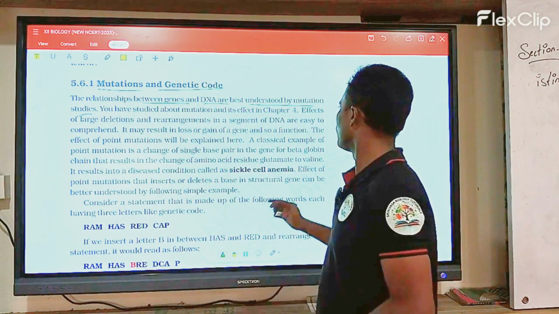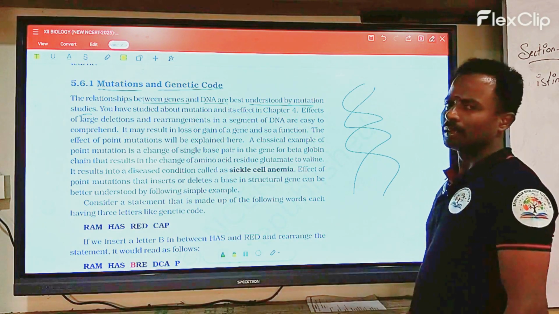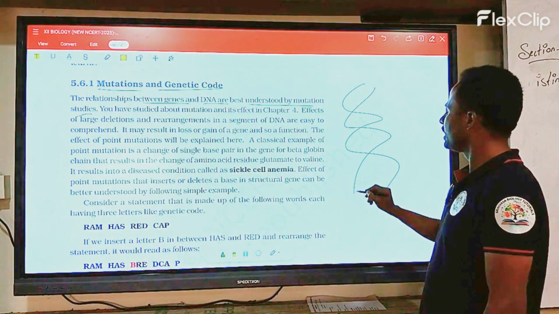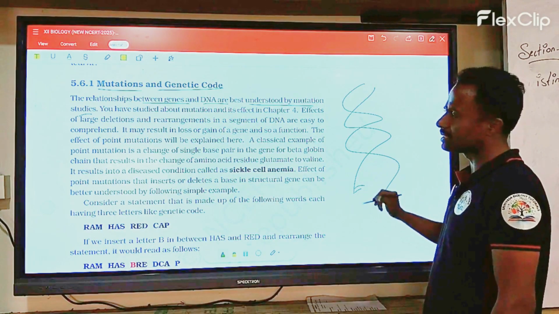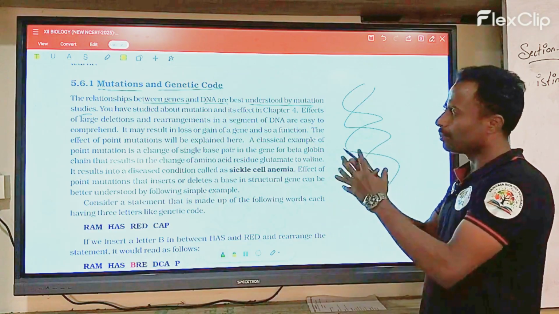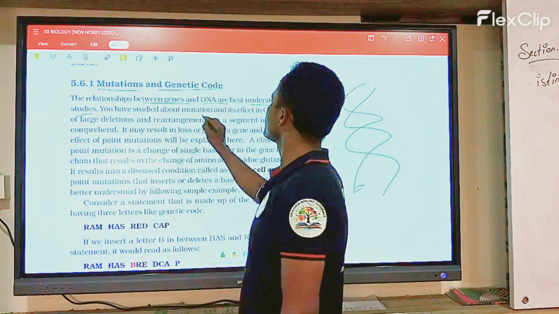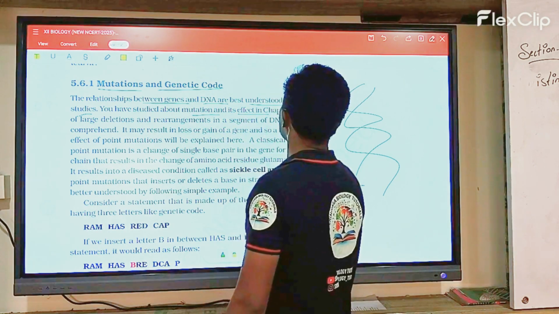Genes and DNA. Already you know, for example, you take one particular DNA. Right? This is the DNA. That DNA contains what? The DNA contains the genetic information. So the relationship between DNA and genes is best understood by mutation studies. You have studied about mutation and its effects in chapter 4.